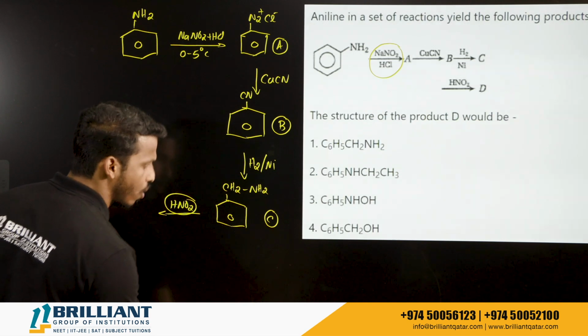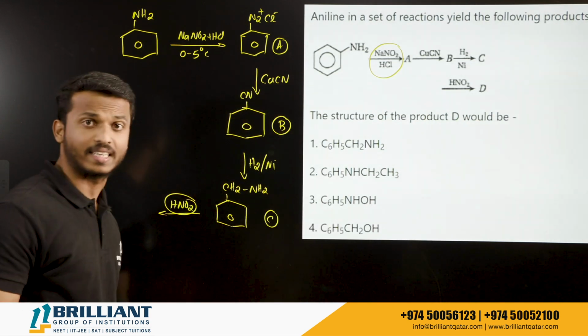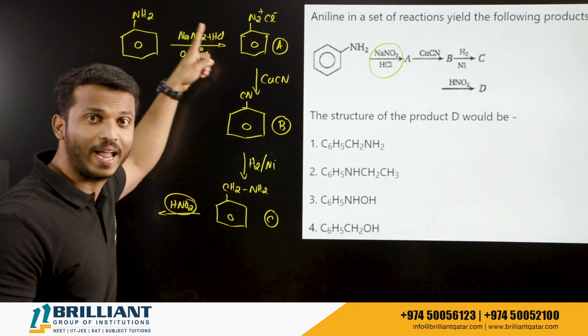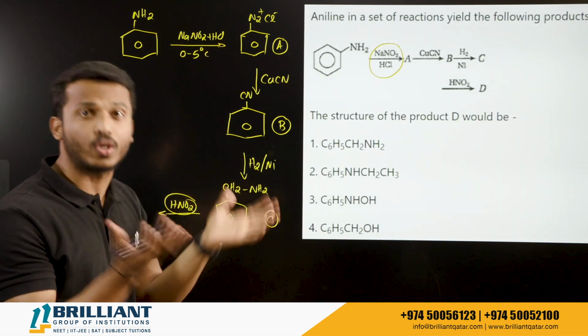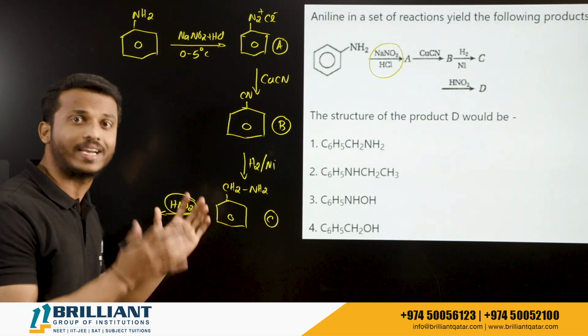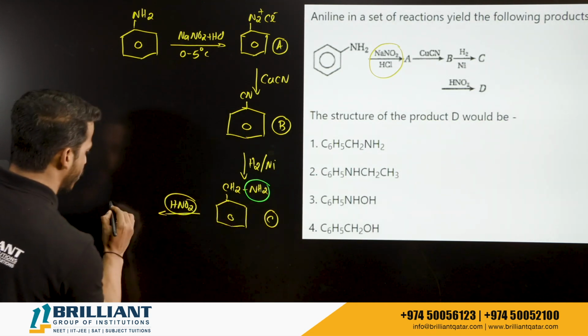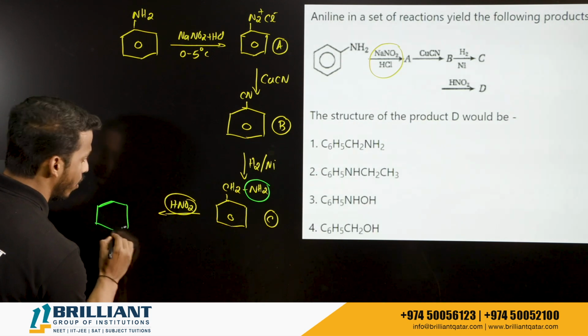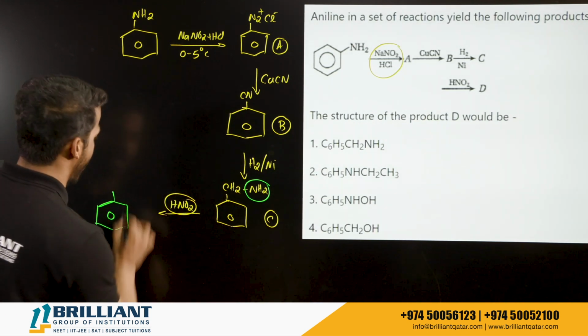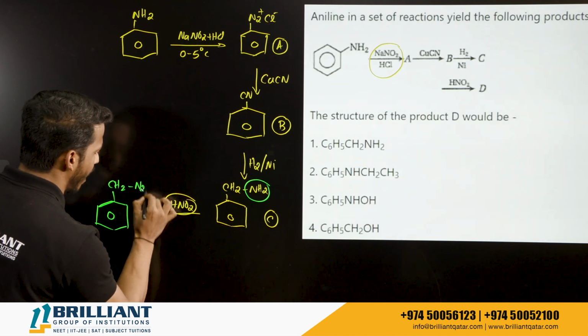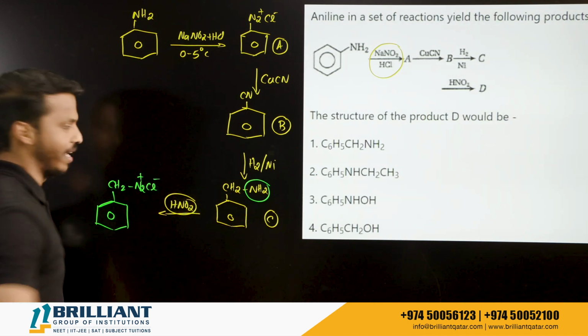What is HNO2 called? Nitrous acid. That's nothing but the first step, NaNO2 and HCl, which is called diazotization. Same HNO2, that is diazotization. So this amine undergoes diazotization. You will get the compound benzene with CH2, and NH2 becomes N2+ and Cl-.